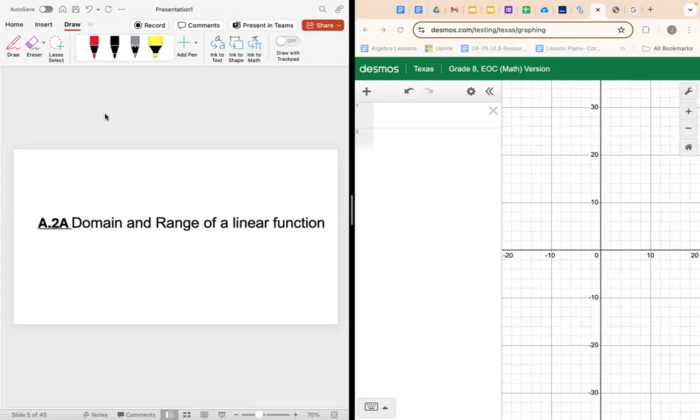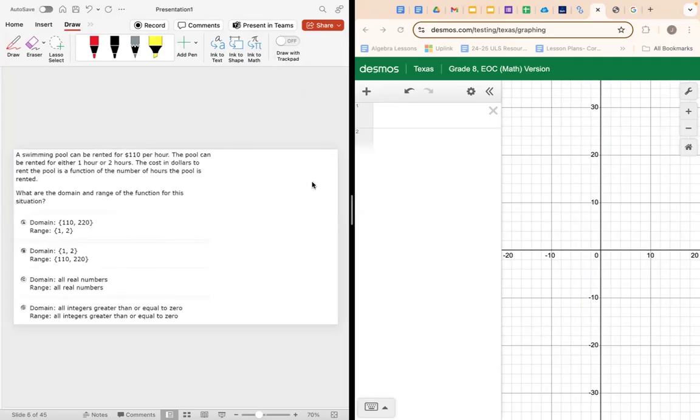We're going to talk about A.2A, which is the domain and range of linear equations. So we're just going to annotate here in our question. It says a swimming pool can be rented out for $110 per hour. I know per is an M word, or slope. The pool can be rented for either 1 or 2 hours. So you can rent it for 1 or 2 hours. The cost of the pool is a function of the number of hours. If we're talking about number of, that is a key for discrete.